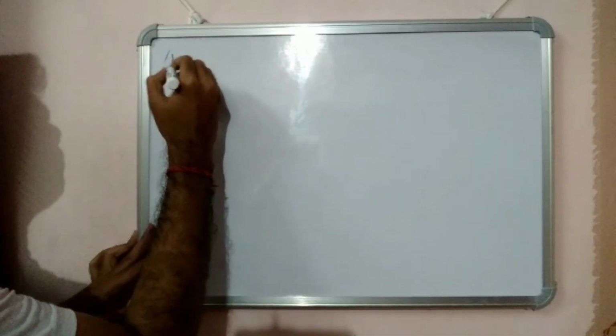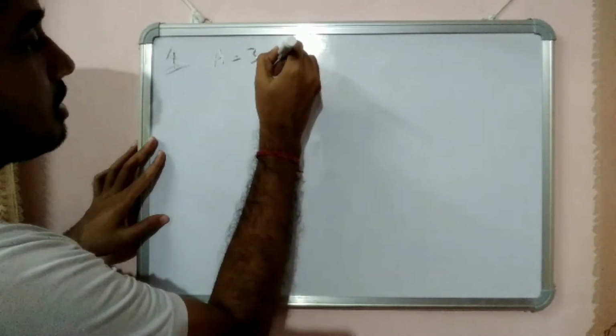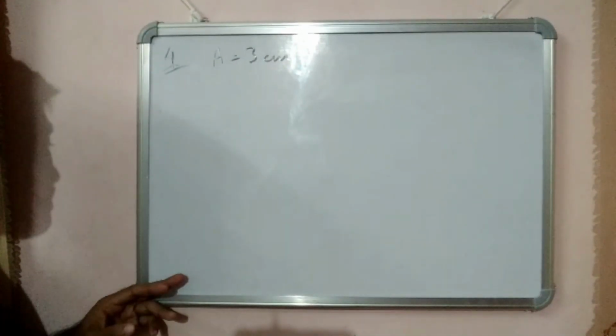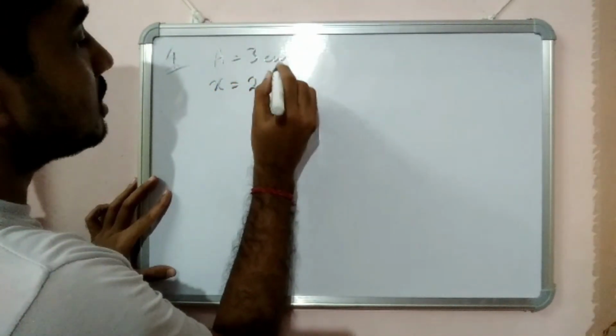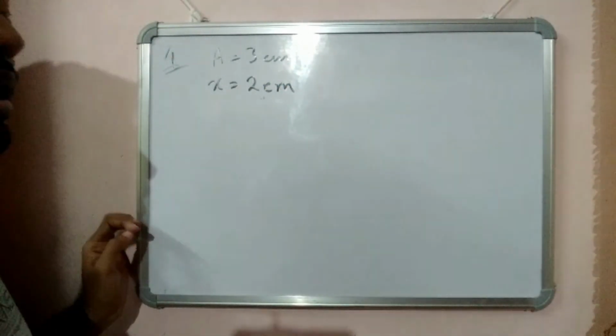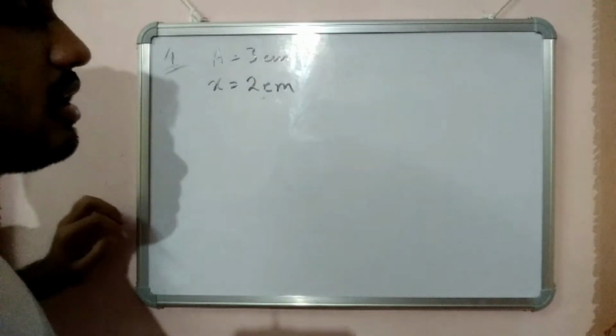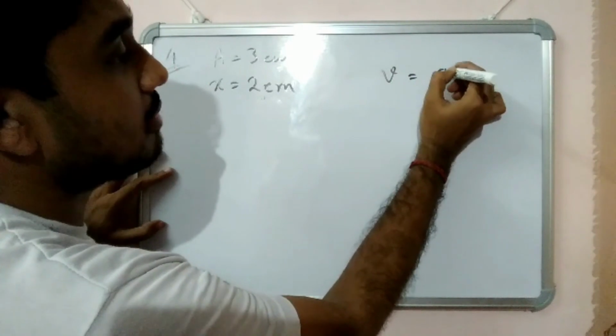Now coming to number 4. In this question we have some given conditions. What are those? Let's see. The maximum amplitude A is given 3 centimeter, and the displacement x is equal to 2 centimeter at some instant, and there is a condition that at 2 centimeter the velocity is equal to the acceleration, the magnitude of the acceleration.